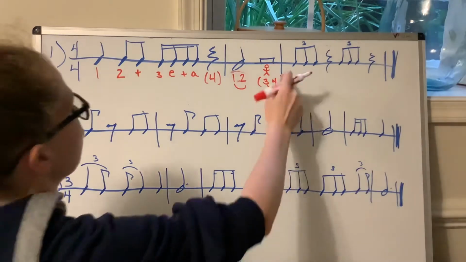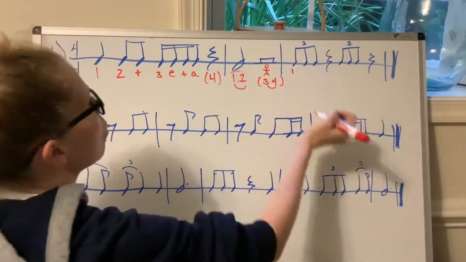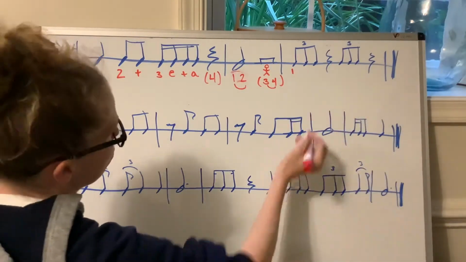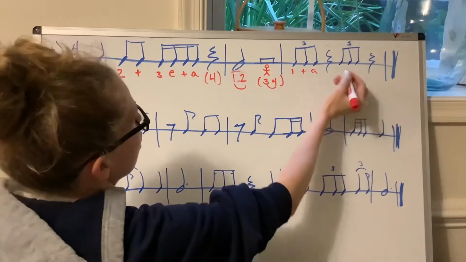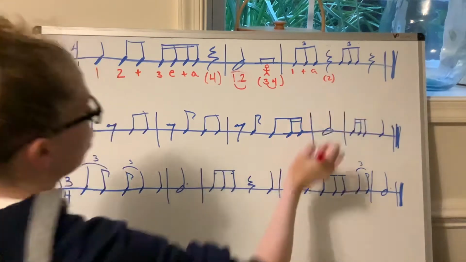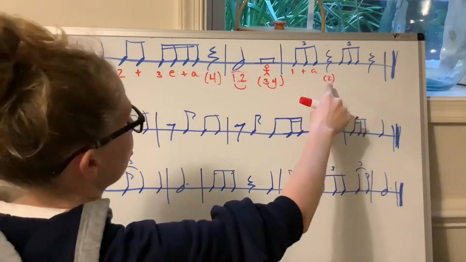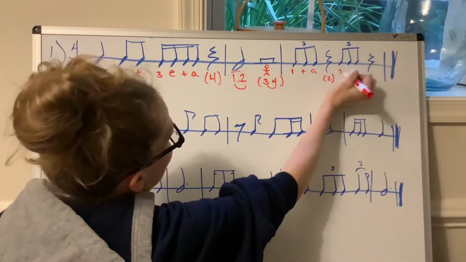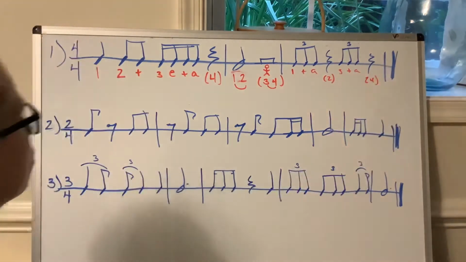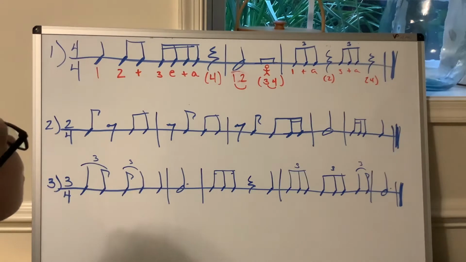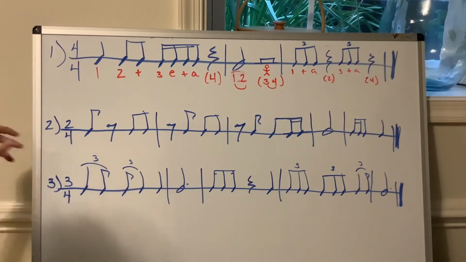Here we have a bar line coming in on beat 1, triplet 1, and this comes in on beat 2, triplet 2, 3, and 4. Ta-da! Done. Number 2 is in 2/4.